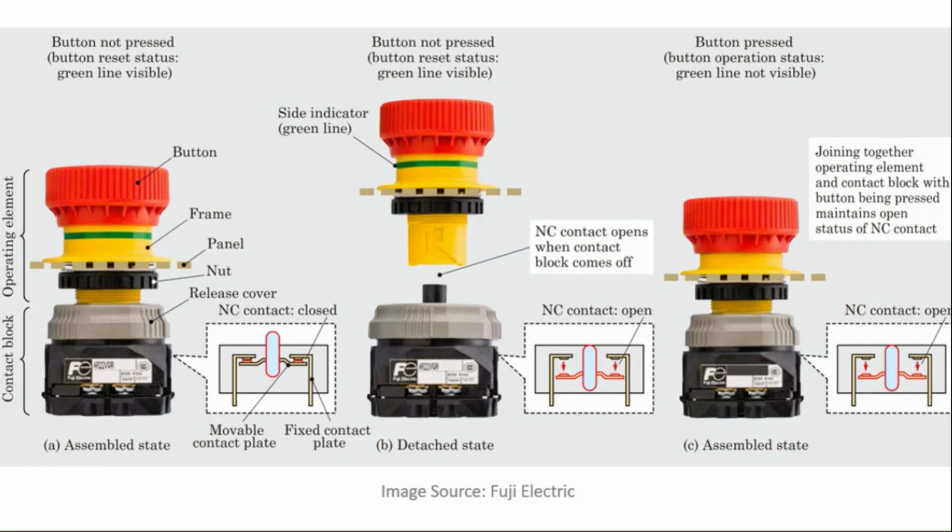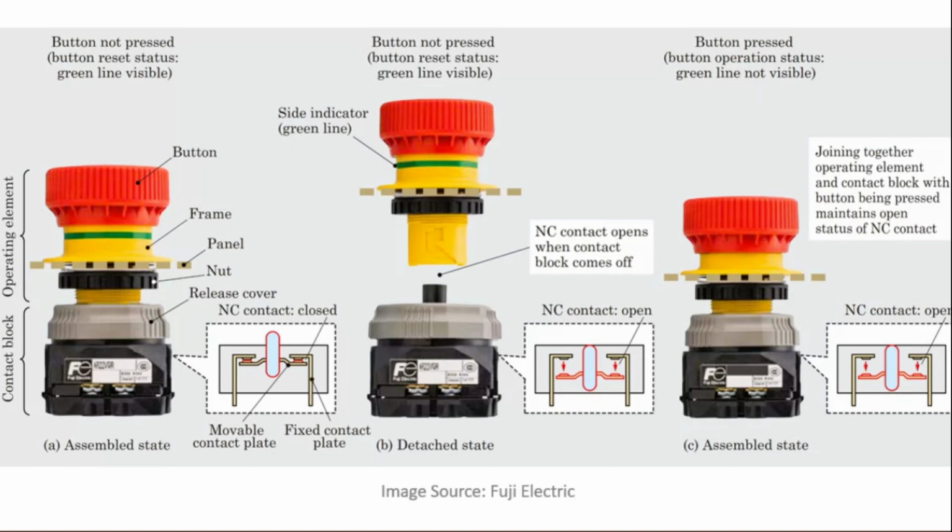Here we are seeing a detailed view of the same switch. There are three different arrangements shown here. What you are seeing is the operating element, the switch, then the locking mechanism, frame and other parts, and here the contact block, which is the switch block, like we saw in the previous slide. In the normal condition, with the button not pressed, in reset or off status, there are different types of switches. This green line is visible. That could be a different type; this is a different design.